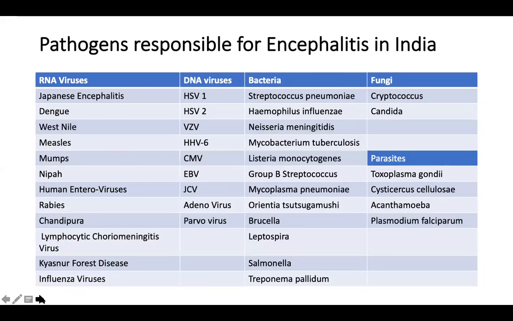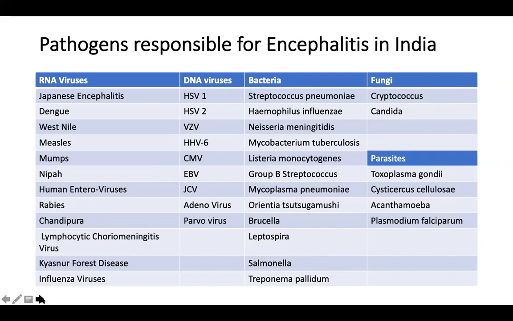Now, what are the causative agents? There are a whole lot of RNA viruses such as Japanese encephalitis, dengue, West Nile, which belong to flaviviruses, measles, mumps, Nipah, human enteroviruses, which encompass polio, echo, Coxsackie, and entero 68 to nearly now 78, and rabies, and then Chandipura, lymphocytic choriomeningitis virus, and in Karnataka, especially Kyasanur forest disease, and influenza viruses. This is among RNA viruses.